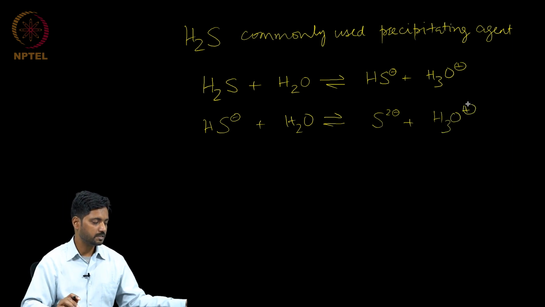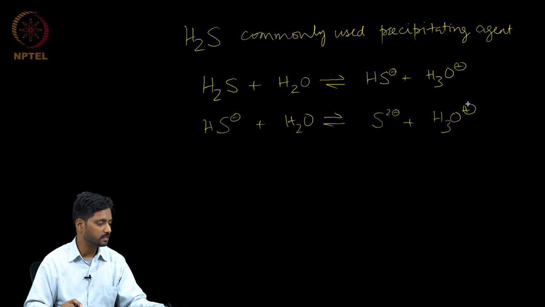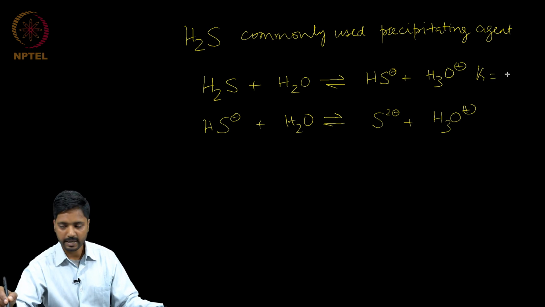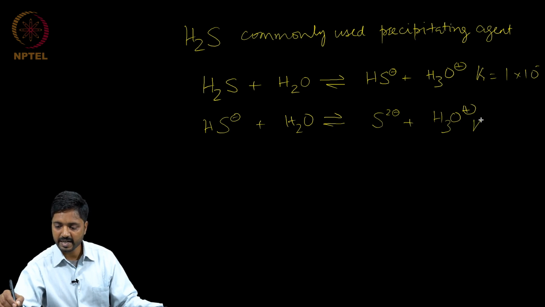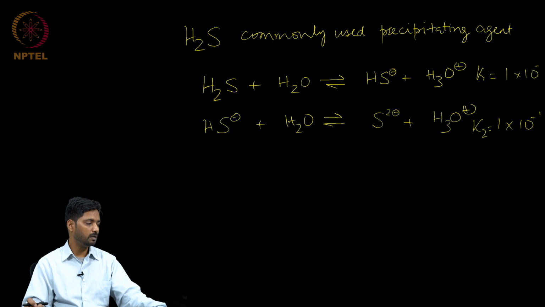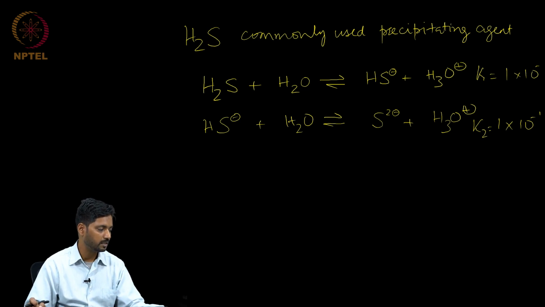And since these are equilibria, they can be explained in terms of equilibrium constants. So, let us call this K1, and this is of the order of 10 to the power of minus 7. The second dissociation becomes much more difficult, and this value is almost 10 to the power of minus 14.